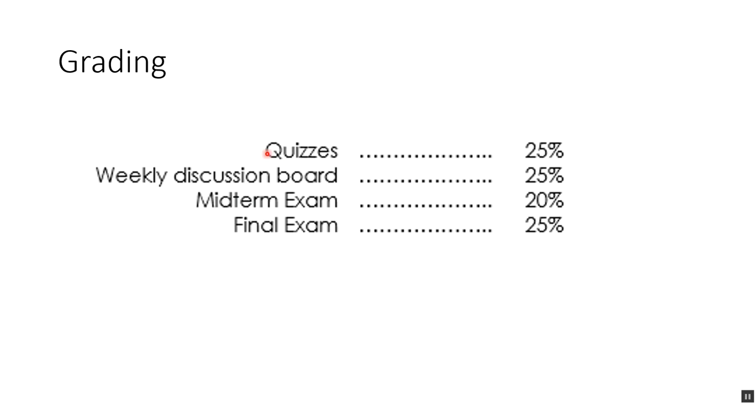Grading: quizzes 25%, weekly discussion board 25%. So your weekly day-to-day work is 50% of your class grade. And I've just realized those numbers are off somehow. I guess I'll make the final exam 30% and then it'll work. So I'll be changing the syllabus, looks like. So half of your grade is based on the weekly work, so it's important to keep up with the class.